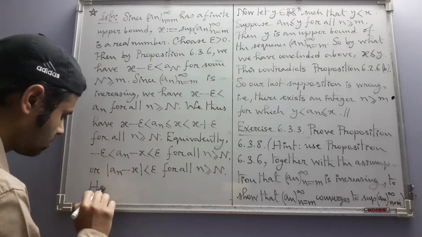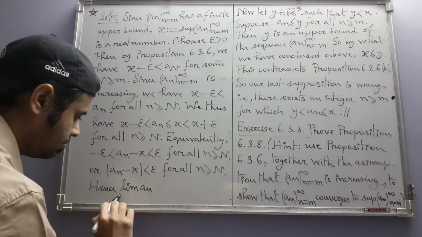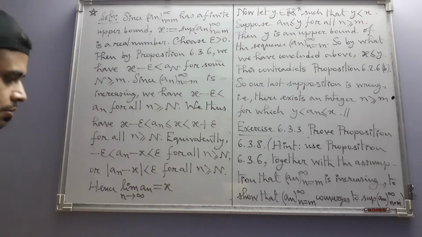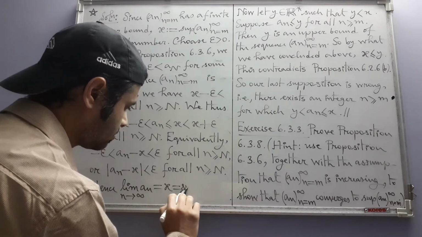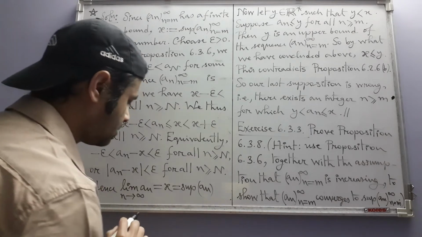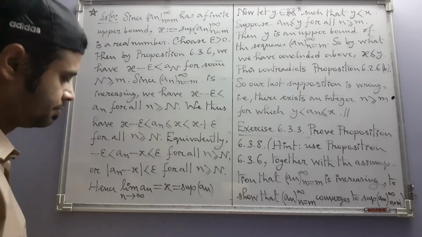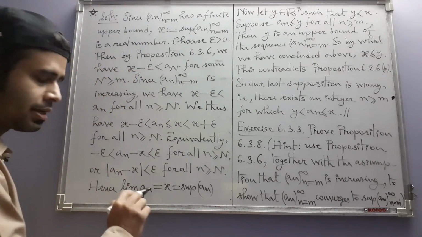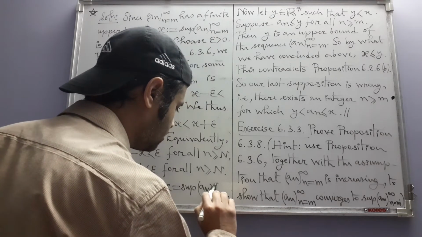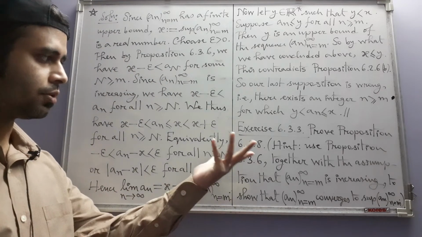Hence, the limit of a_n is equal to x, which is nothing but the supremum of the sequence. And in this final equation, that part is also included, that a_n is convergent, because otherwise this has no meaning. Writing this does not mean anything if a_n is not convergent. So this completes the proof of proposition 6.3.8.